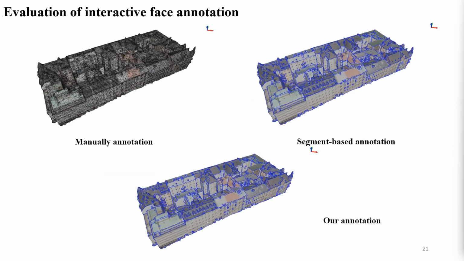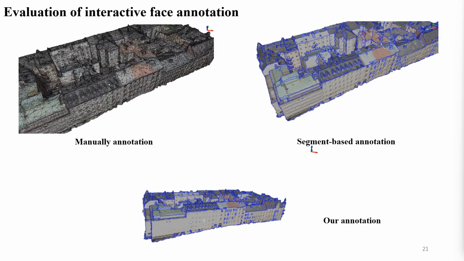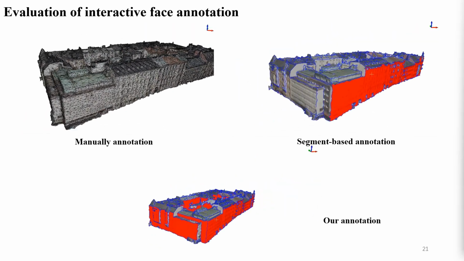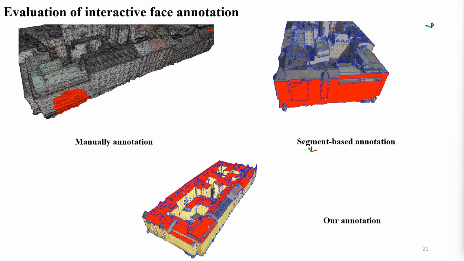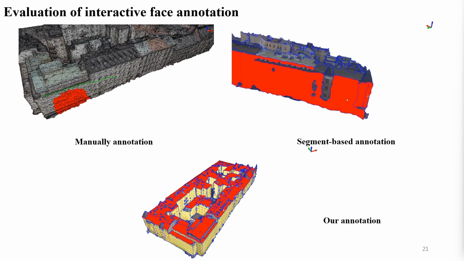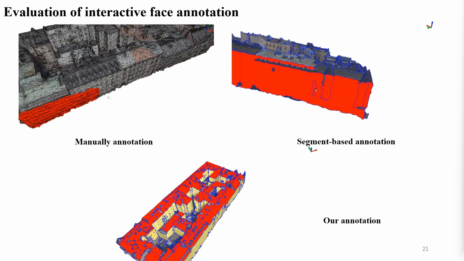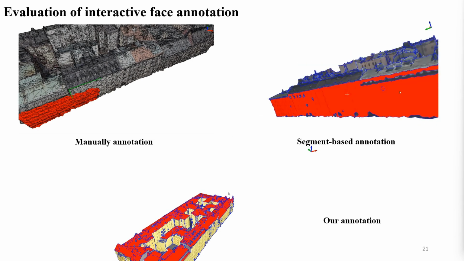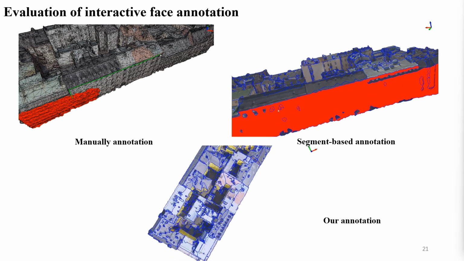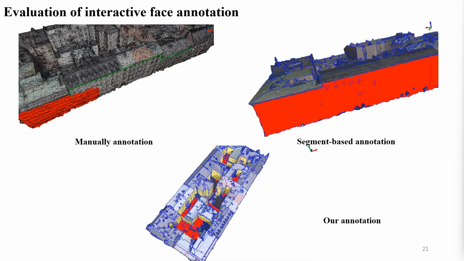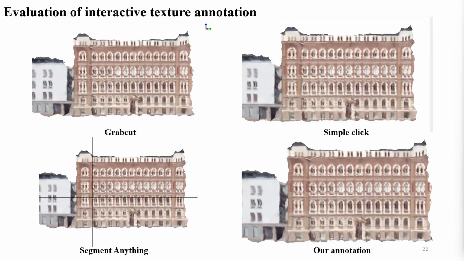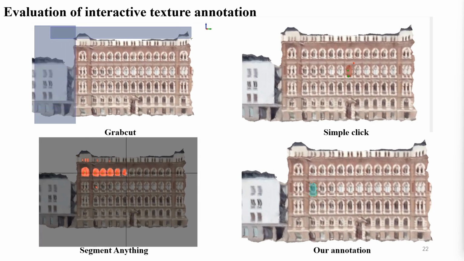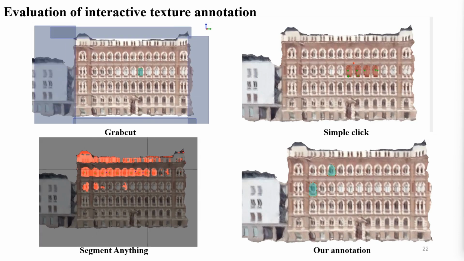Here's a comparison of face-based interactive annotation methods. As you can see, our method is more efficient than the others. And here's a comparison of interactive texture annotation methods. Our method generates more accurate boundaries using templates and has efficiency comparable to deep learning-based methods.